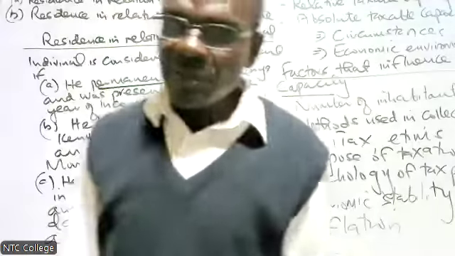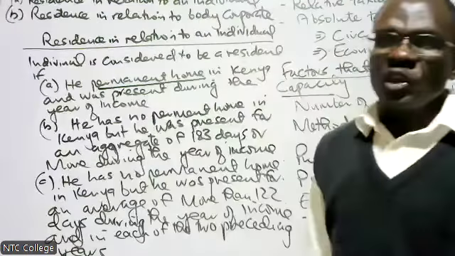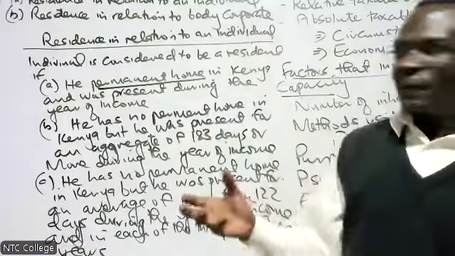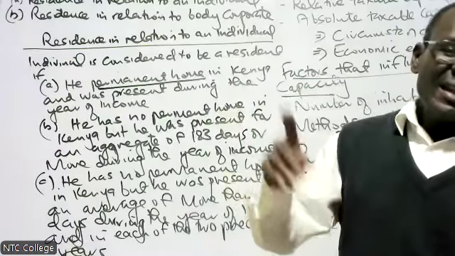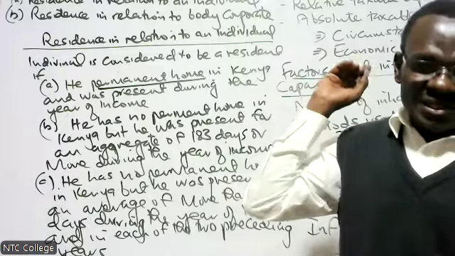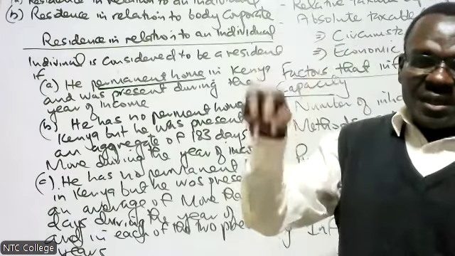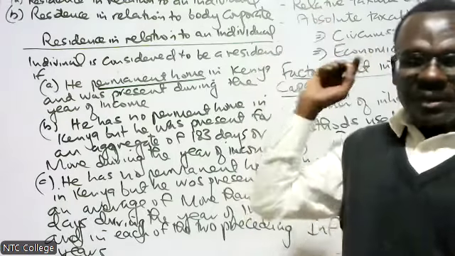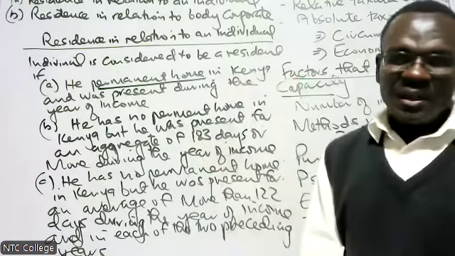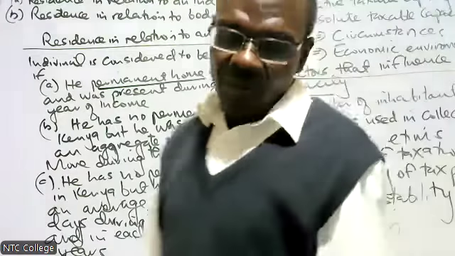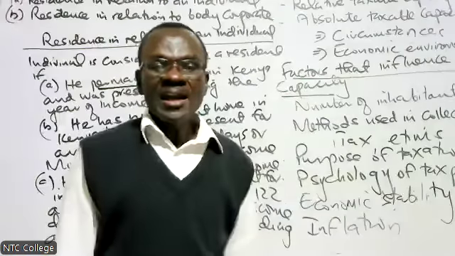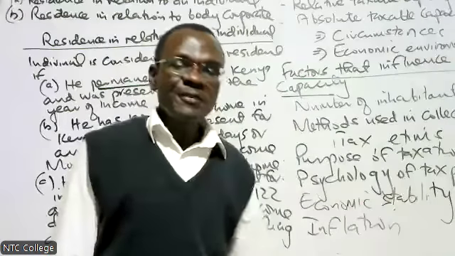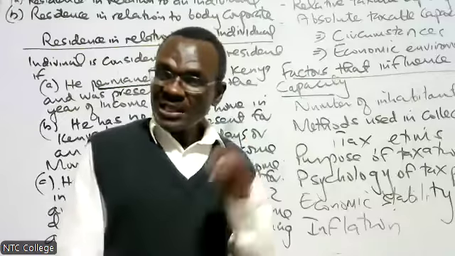Now we get an average. How do you get an average? In mathematics, normally you add the days he was present for each, starting from the year you're using, and then 2 other years previously, 3 years. Get the number of days in this year, last year, and the previous year, add, divide by 3, and get the average. If the average is more than 122, then that person is a resident. So that's how you define the residence of an individual.